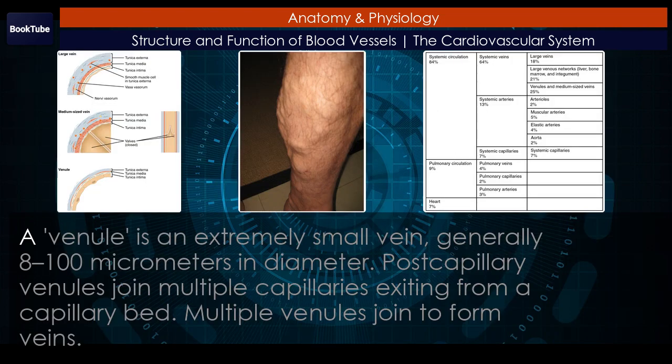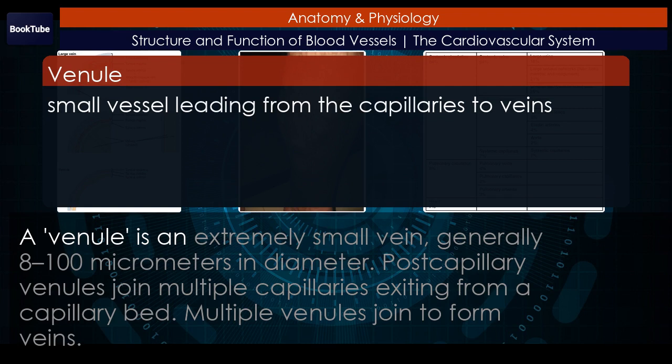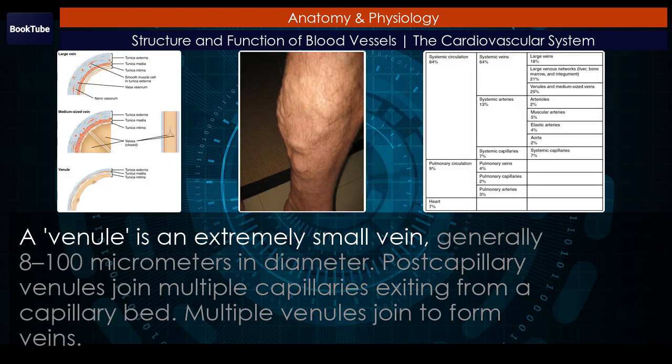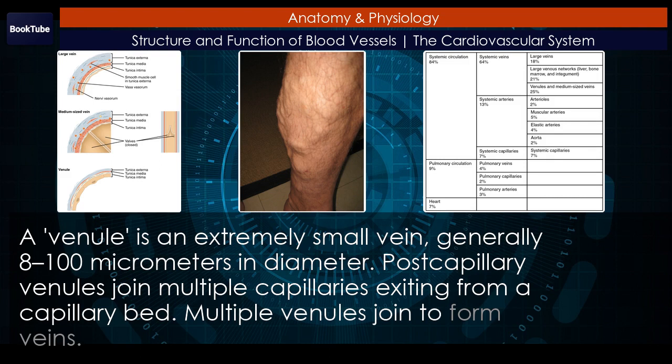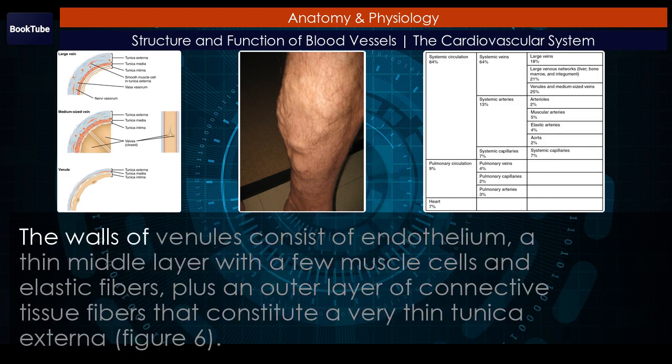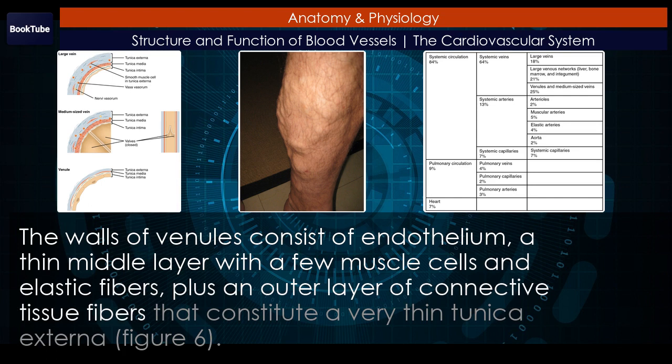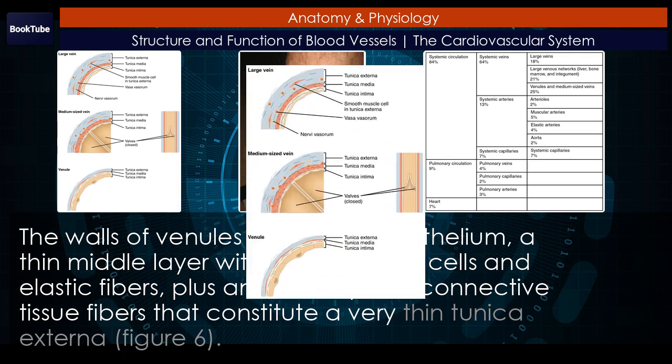Venules. A venule is an extremely small vein, generally 8 to 100 micrometers in diameter. Postcapillary venules join multiple capillaries exiting from a capillary bed. Multiple venules join to form veins. The walls of venules consist of endothelium, a thin middle layer with a few muscle cells and elastic fibers, plus an outer layer of connective tissue fibers that constitute a very thin tunica externa.